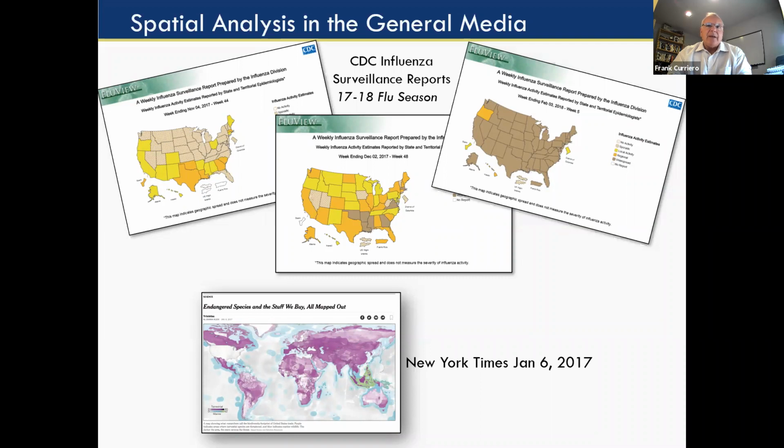The bottom slide there is an interesting article that came out in the New York Times, that talks about endangered species and the stuff we buy, all mapped out. A lot of the products we buy, the collecting and processing of those products, put a toll on the environment, namely the endangered species of that environment. They were just mapping out some of the areas where those endangered species are more affected by the stuff we buy. These are just some examples of the use of maps and spatial analysis in the general media.